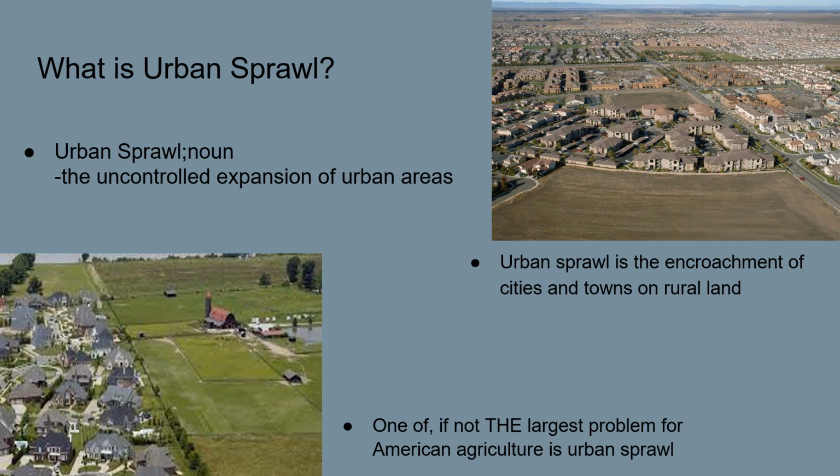Like I just said, urban sprawl is the encroachment of cities and towns on rural land. And I think it is one of, if not the largest problem for American agriculture, because it's happening all over the country, and especially where I'm from, and everywhere that's in close proximity to Raleigh, and really a large problem in the southeast, and then also all over the country as well.